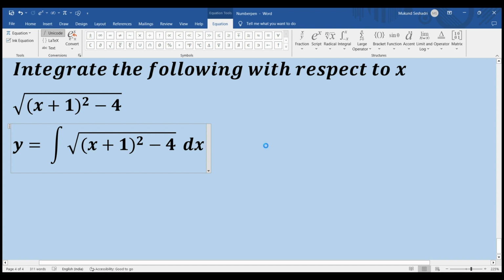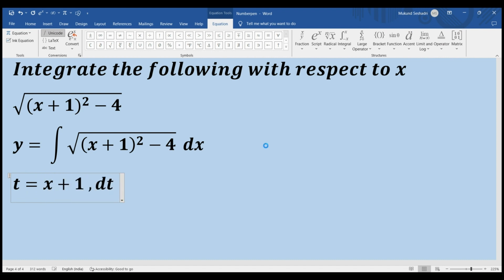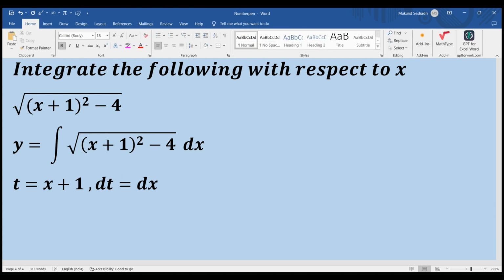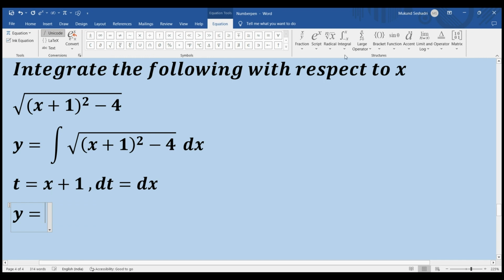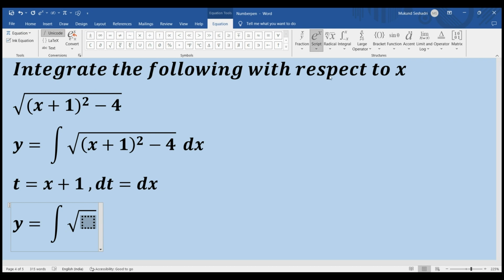So let's do that. The first step towards that will be t equals x plus 1, which means my dt equals dx, right? So what happens now is I go back to my y and I try and write everything in terms of t. And when I do that, what do I get? I get my y becomes integral of square root, which remains as it is. The term inside the square root, (x plus 1) the whole square, now becomes a t square, and then the term 4 becomes a 2 square. Now I come to my dx, and my dx is nothing but a dt, right?